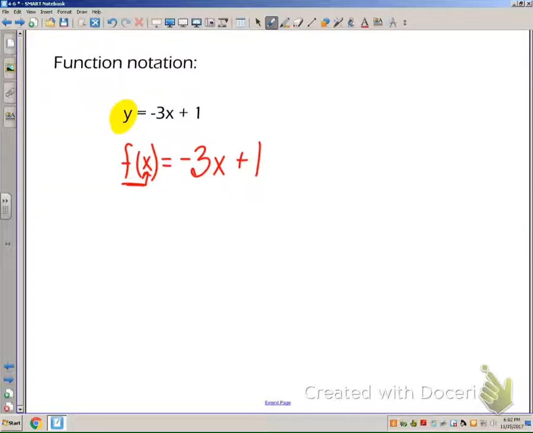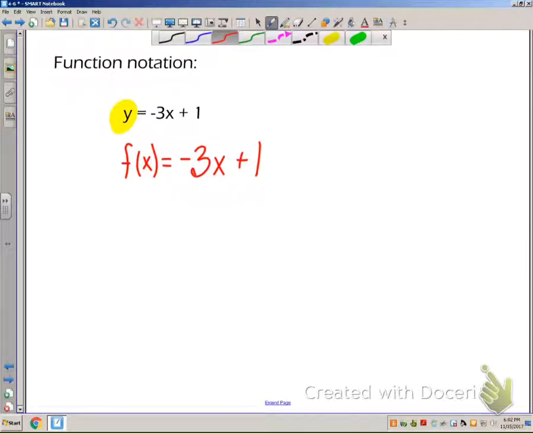And we also use other letters such as g of x. So we've got the function g is depending on the independent variable x. Or we could use h of x. It doesn't really matter. It all means the same thing. So f of x is equal to negative 3x plus 1.